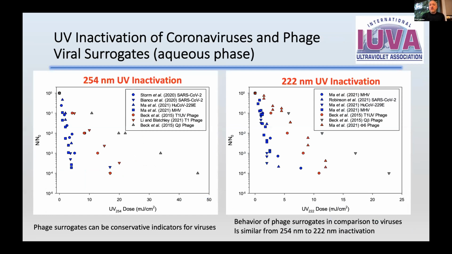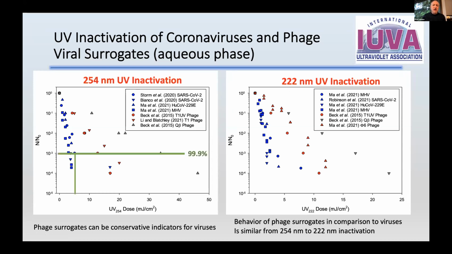Now we'll look at some inactivation of coronaviruses compared to phage. Phage are surrogates that are used for viruses. They're much easier to grow, easier to use in typical labs, and don't require high levels of biosafety. So we consider these as viral surrogates, and these studies were also done in the aqueous phase. On the left-hand side, again, I have 254 nanometer UV inactivation, and then on the right-hand side at 222 nanometers, the far UVC. So we're comparing the two. And here in blue, we have most of the pathogens, and here in red and to the right, we have most of the phage in this inactivation data set.